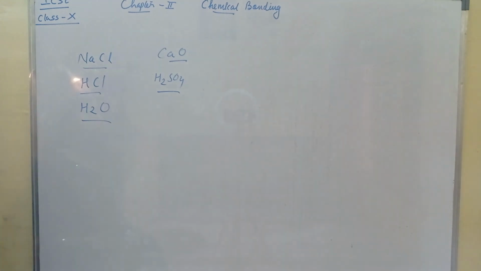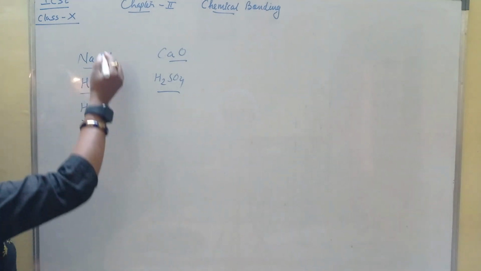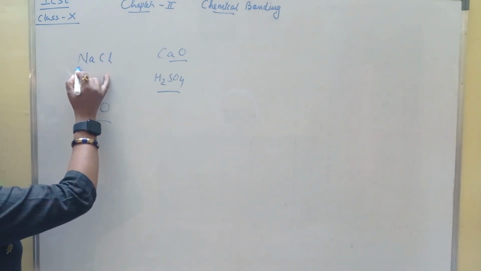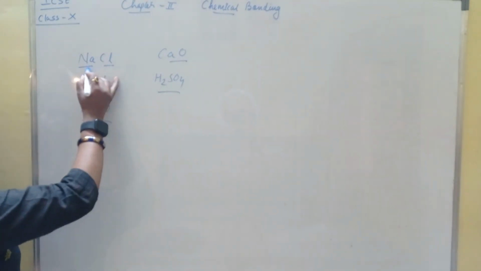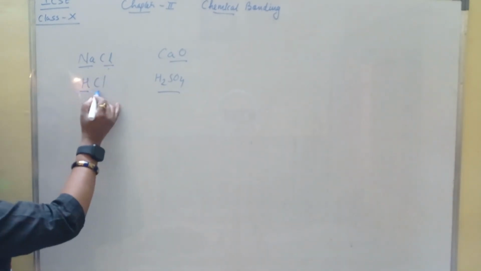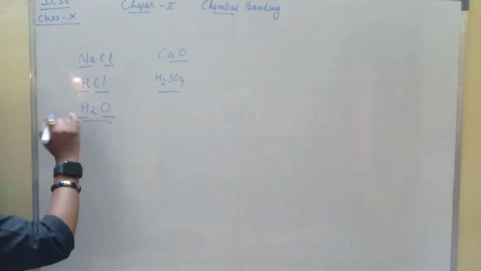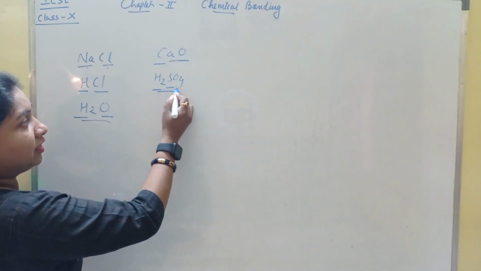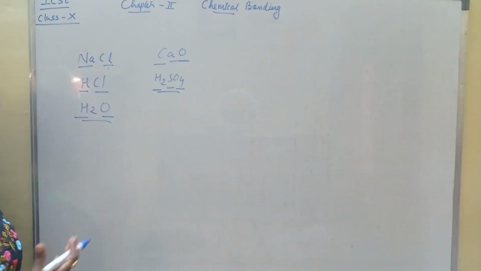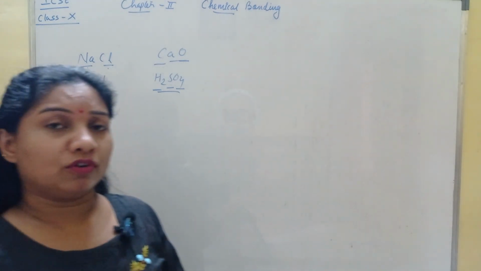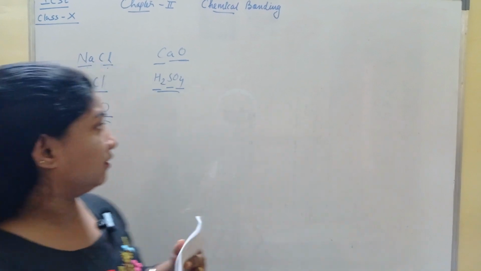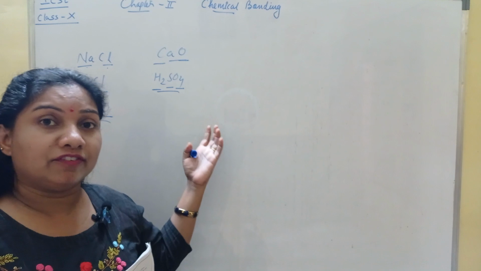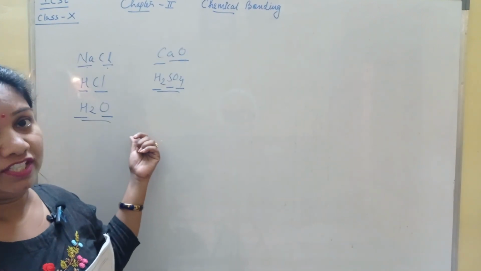If you give a close look to these compounds, you can see that they are formed by the combination of some elements. In sodium chloride, two elements are combined, sodium and chlorine. This is hydrogen and chlorine. This is hydrogen and oxygen, calcium and oxygen. And here hydrogen, sulfur and oxygen, three elements are there. So you can see compounds in which two or three or four elements have combined together to form a compound. And these compounds have entirely different properties than their constituent elements.